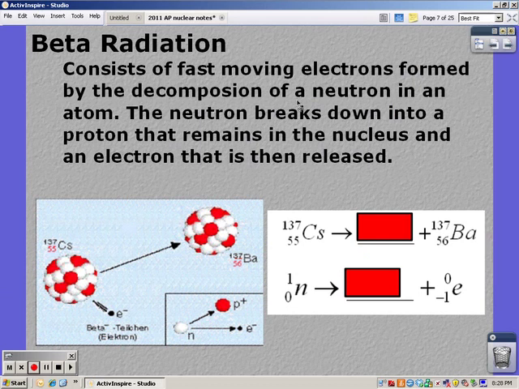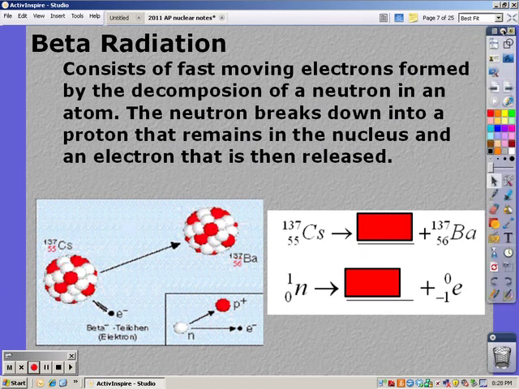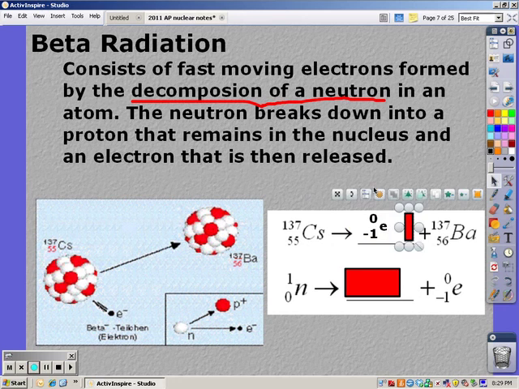Beta radiation consists of a fast-moving electron formed by the decomposition of a neutron in an atom. So a neutron breaks down into a proton, which stays in the nucleus, and an electron that is released. The mass stays the same and the atomic number increases by 1. So looking at our bottom equations, 137 is equal to something plus 137, so 0. And 56 plus something gives you 55, which is -1. 0, -1 is our beta particle, which is represented with the e.